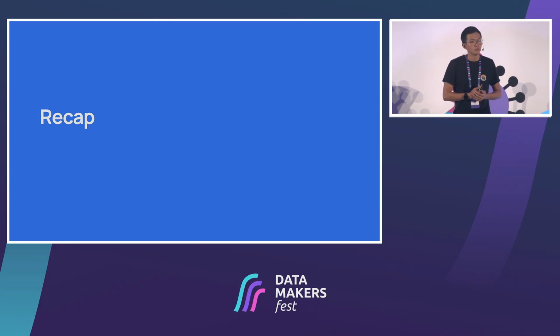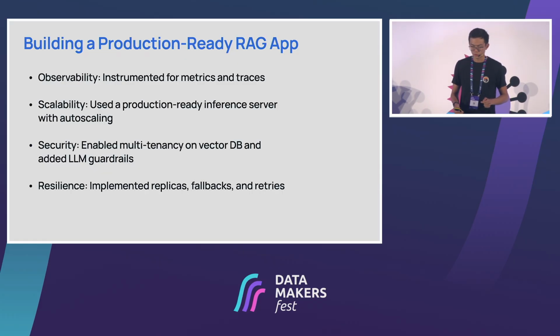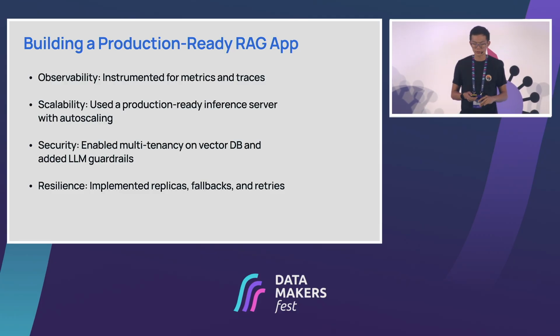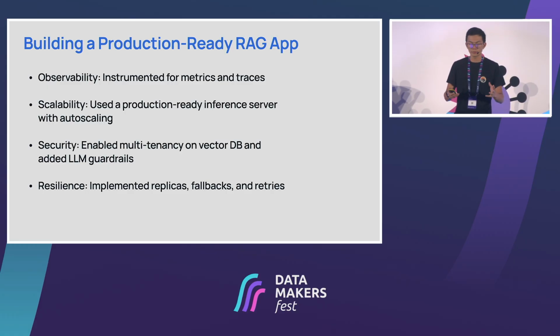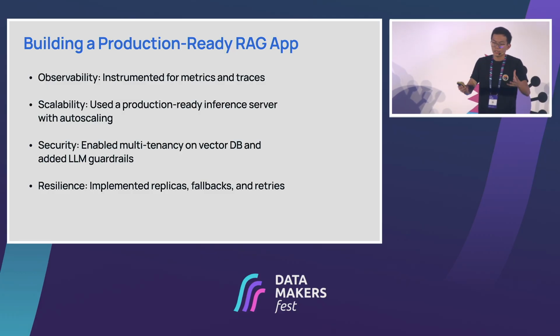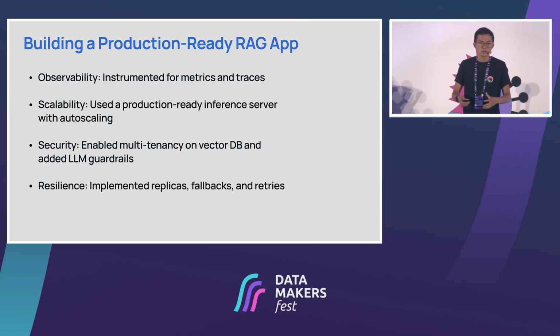So what we have done today, short recap, is we have instrumented our prototype to trace metrics and monitor those metrics and set up alarms. For scale, we have used a production-ready inference server with auto-scaling, caching, and other things. For security, we have enabled multi-tenancy on our vector DB and added LLM guardrails. And for resilience, we have implemented replicas, and when the money's tight, fallbacks and retries. So the journey to production is always full of challenges.